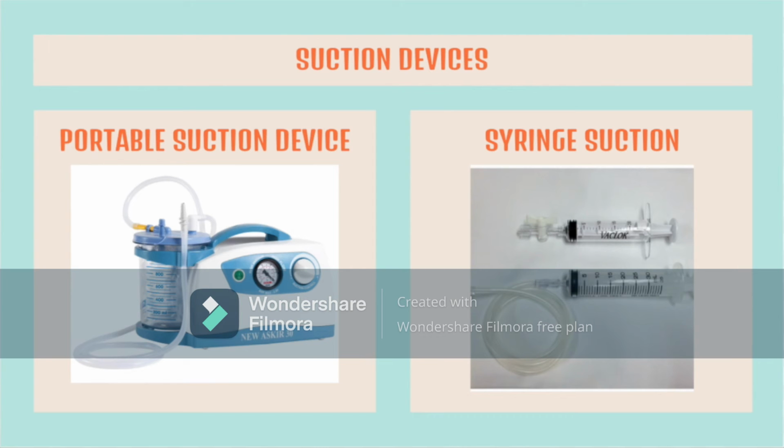Next, we have the bulb or syringe suction. Compression of the bulb creates a vacuum for gentle suction of small amounts of bodily drainage, such as oral and nasal secretions.